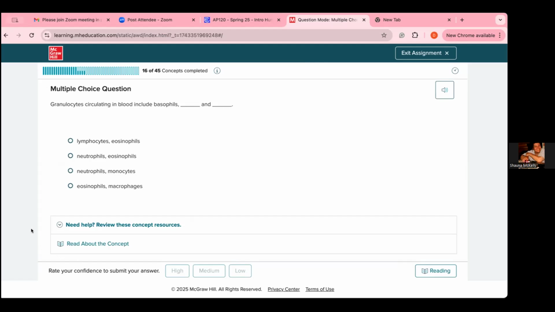Granulocytes are a category of white blood cells characterized by the presence of granules in their cytoplasm, which play a role in immune responses. In contrast, lymphocytes and monocytes are agranulocytes that lack granules. So it's the second one, neutrophils and eosinophils.